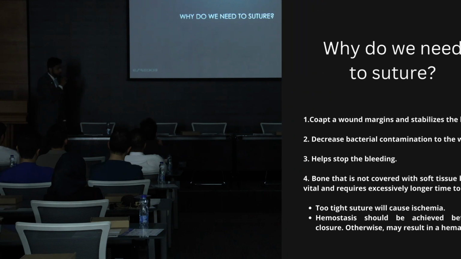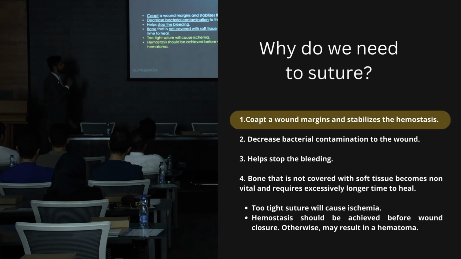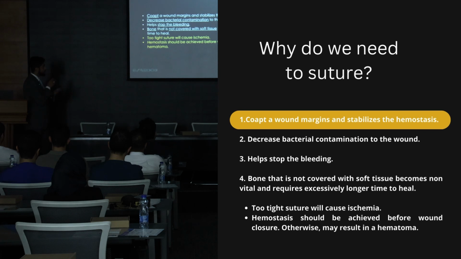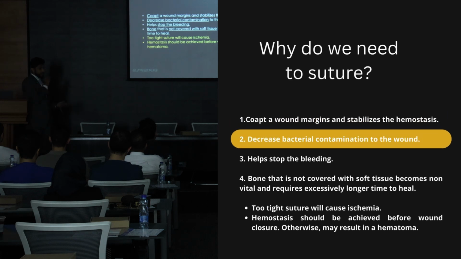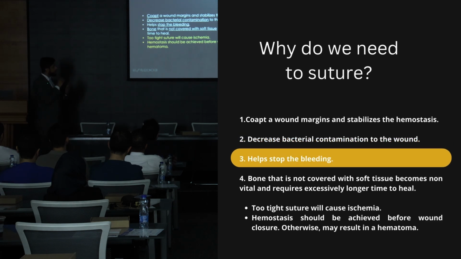So why do we need to suture? There are a couple of reasons. First, we want to adapt or co-apt the margins and achieve hemostasis. Another reason, we want to decrease bacterial contamination to the wound, so when you place a physical barrier. Third reason, we want to stop the bleeding. So also when you create a physical barrier, you stop the bleeding.